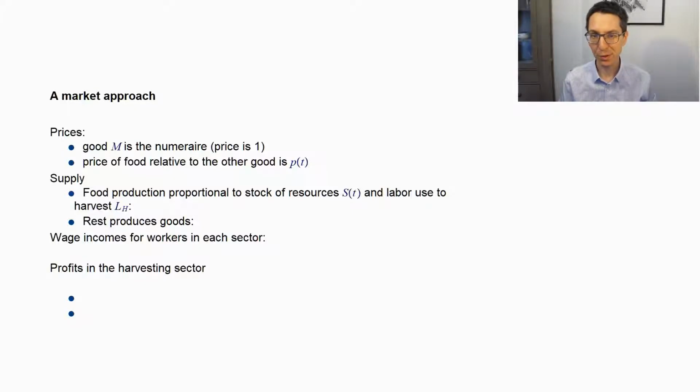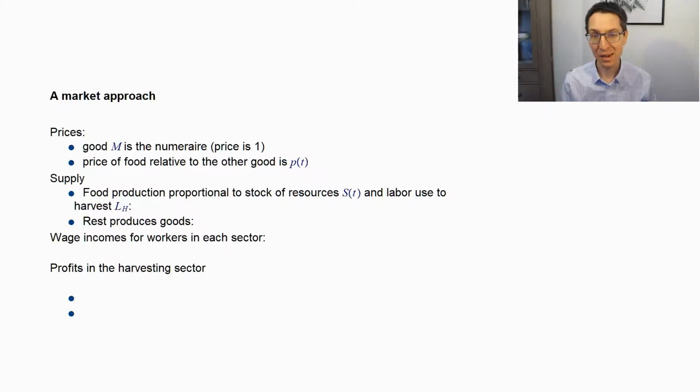In the previous approach, our representative islander chose directly how much labor to supply, which made our lives actually quite easy. But of course, without explicit prices or markets, it's hard to call that a general equilibrium model. So let's go ahead and actually introduce prices.